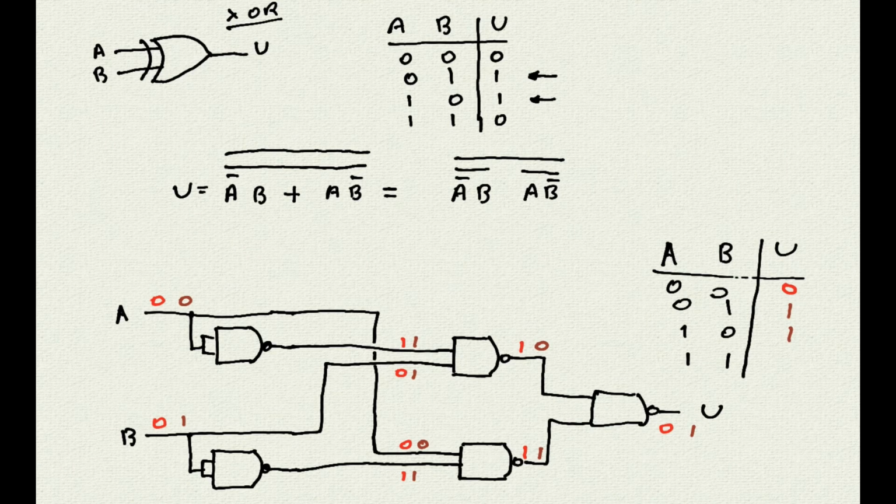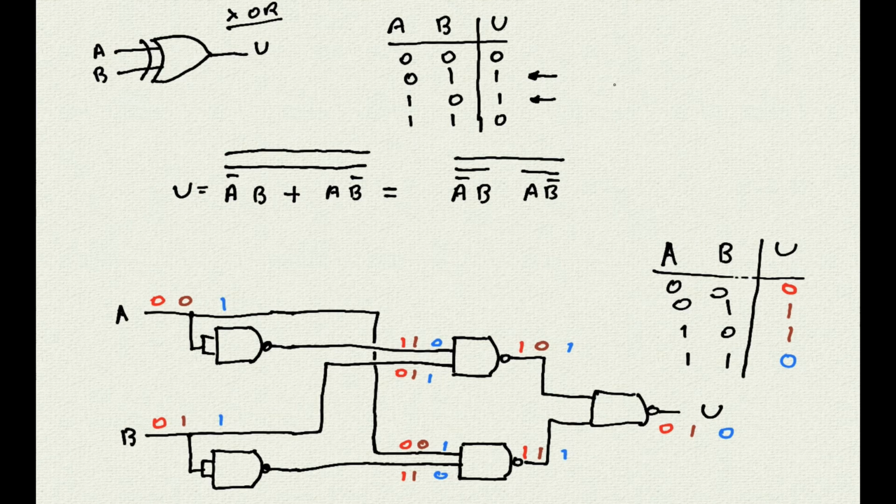Let's examine now the last row, where we have a 1 on both inputs. So this is a 1, and this is a 1 too. We have a 0 here, and a 0 here. And so this NAND on the top has an output of 1, and the one on the bottom has an output of 1. The final NAND, since both inputs are 1, has an output of 0.